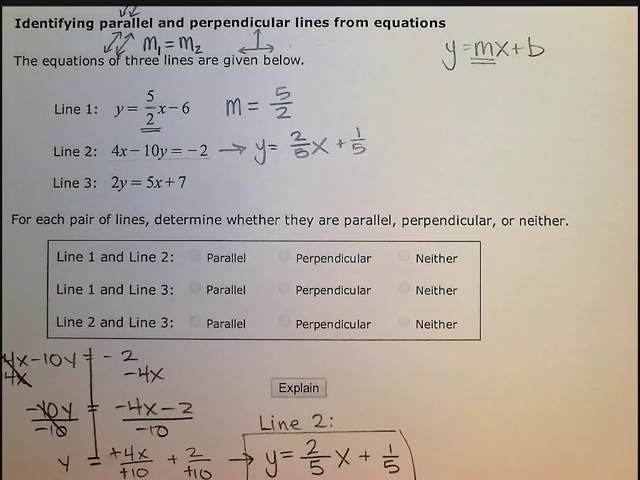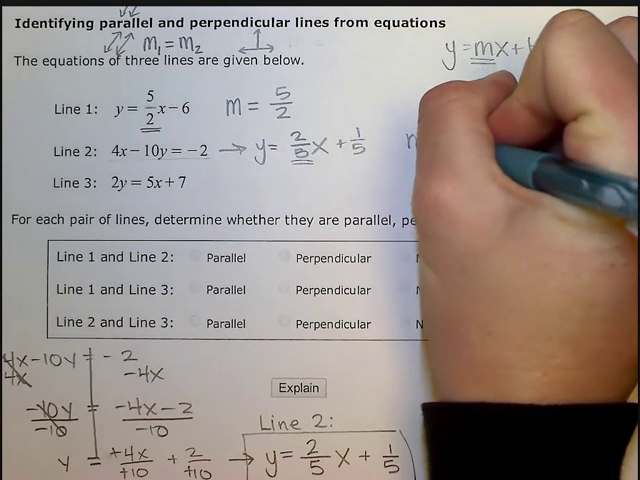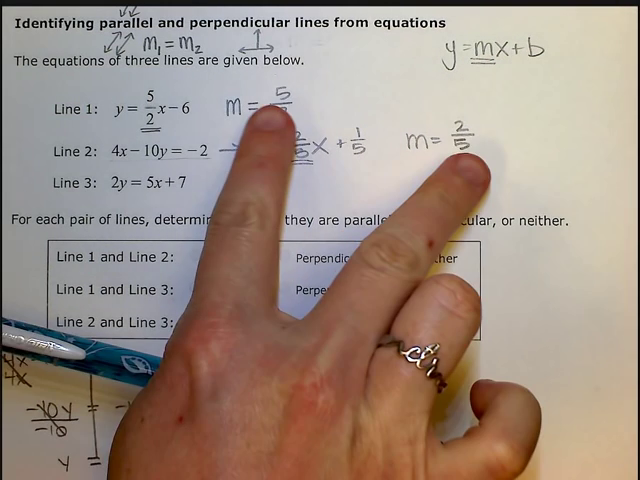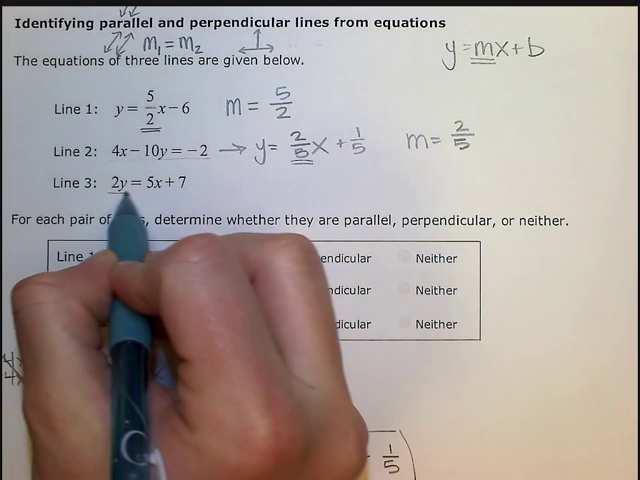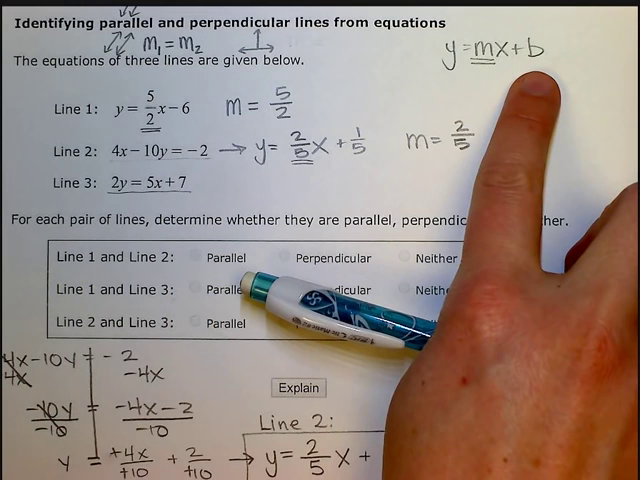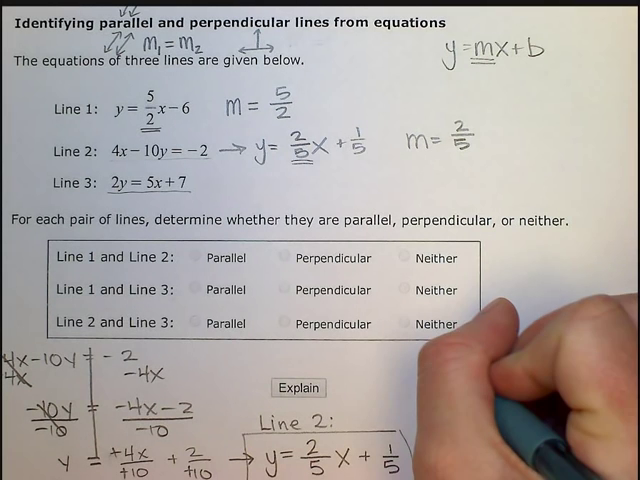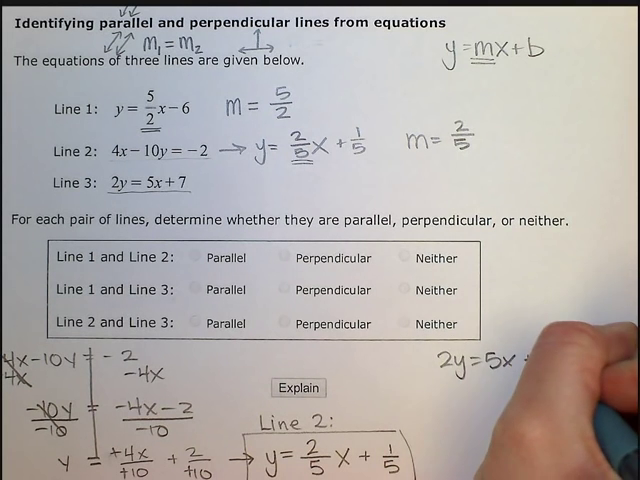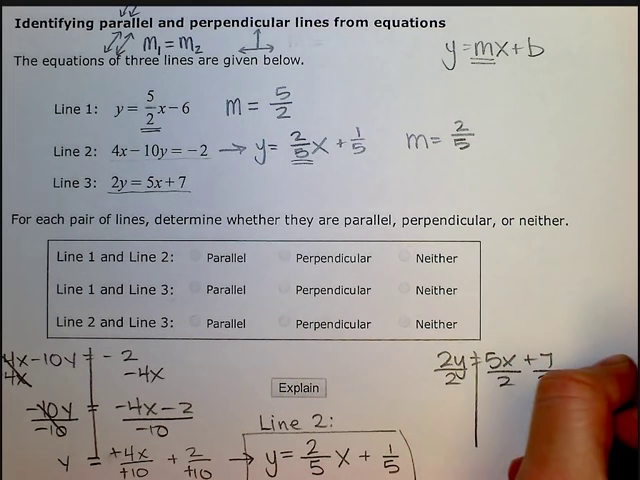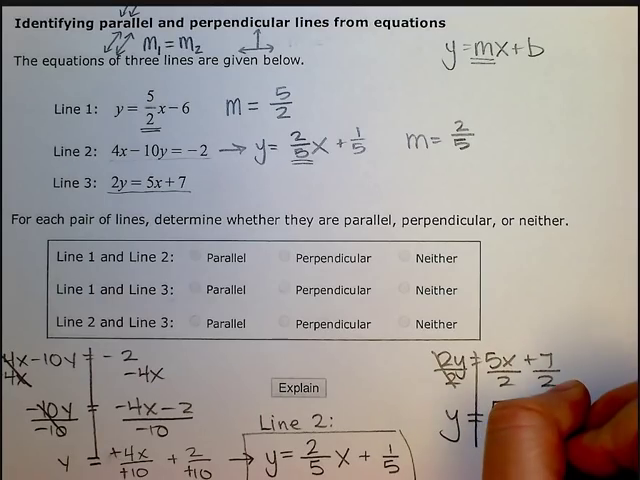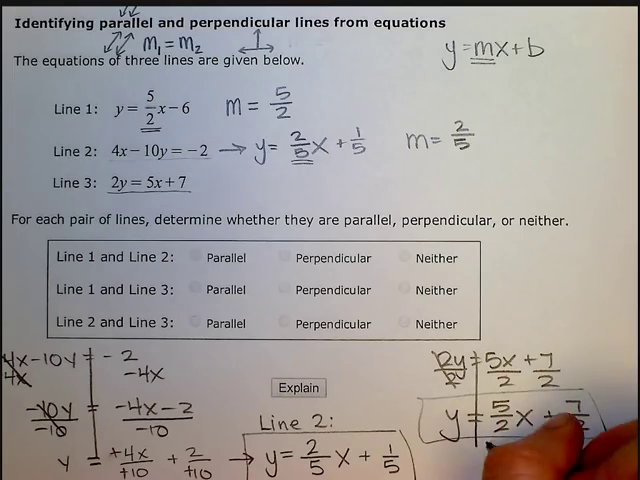Now that it's in y equals mx plus b form, I can find my slope. So my slope for line 2 is 2/5. So it's almost the same, but not quite. Now last but not least, I need to do the same thing for line 3. Again, it's almost in y equals mx plus b form, but not quite. So I need to get this y alone. If I have 2y equals 5x plus 7, I just need to solve for y. So I divide by 2 everywhere to get the y by itself. So I get 5 halves x plus, and I can't simplify 7 halves. So this right here is the equation for line 3 now.